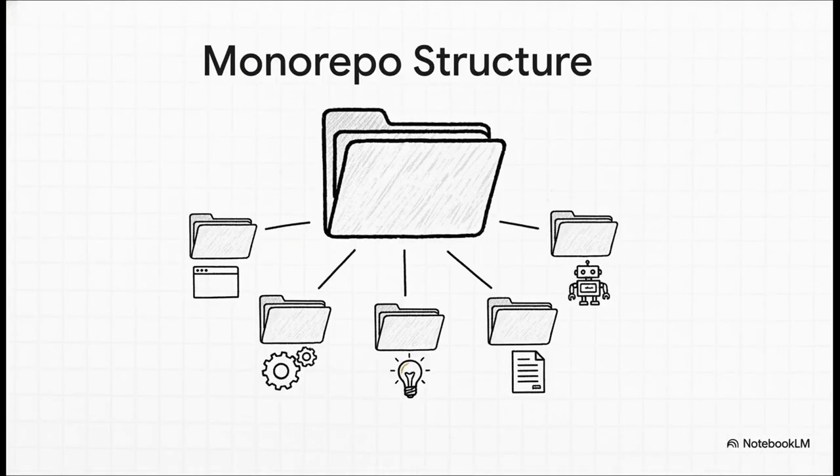Now, to keep all those different parts from getting messy, everything lives in what's called a monorepo. And that's really just a fancy way of saying it's all in one single master folder that holds the entire project. And as you can see, everything has its designated spot. You've got a folder for the front end, a folder for the back end, and even separate folders for all those agent skills we just talked about. It's kind of like a perfectly organized digital filing cabinet.